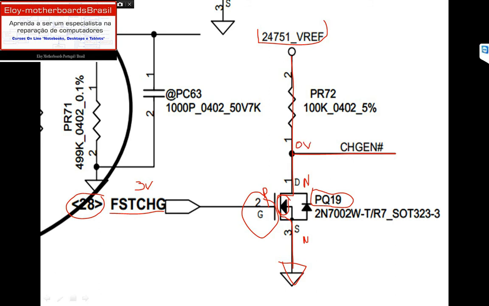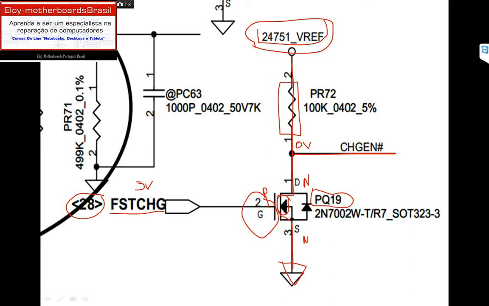You see, 0 volts. This resistance right here is here to protect. Protect what? Short circuits. As soon as this forced charge would arrive here on PQ19 and PQ19 would drag this voltage to GND, all this line right here would be in short.